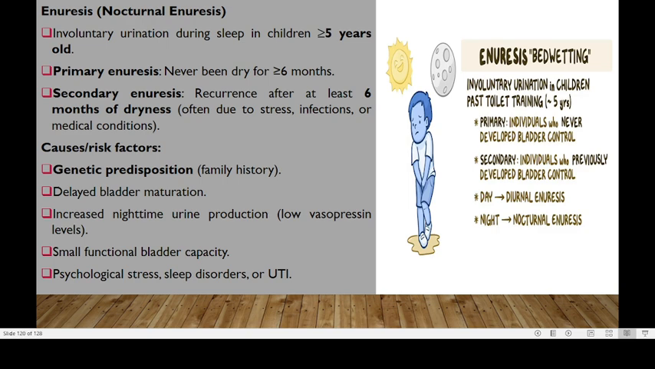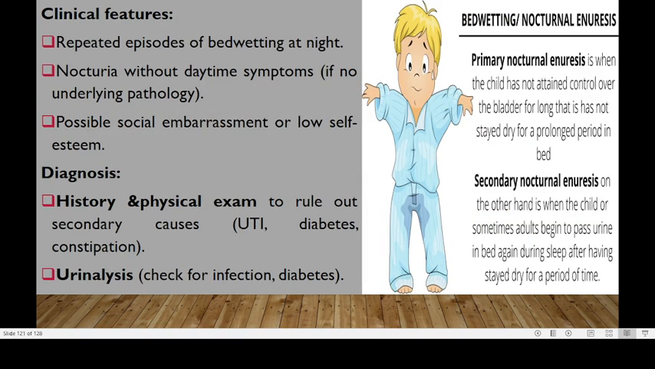So risk factors associated with enuresis could include genetic predisposition, whether there's family history, or delayed bladder maturation, increased nighttime urine production, low vasopressin levels, small functional bladder capacity, psychological stress, sleep disorders, or the patient could just be having a urinary tract infection.